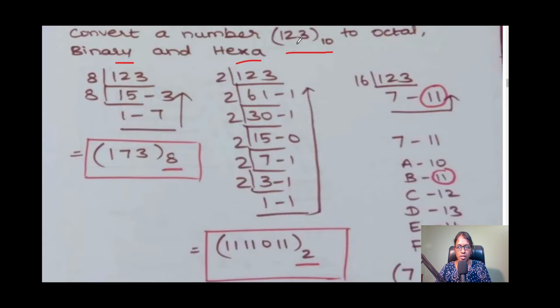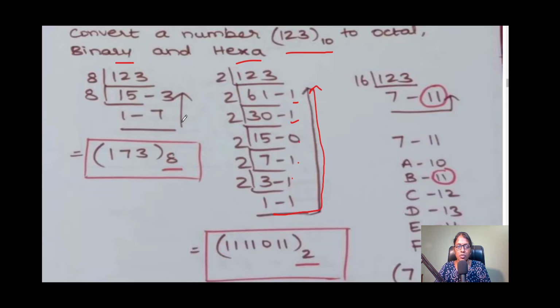123: if we want the binary value, divide it by 2 and write down the remainder on the right side. 61 2s are 122, remainder 1. Again divide by 2: 30 2s are 60, remainder 1. 15 2s are 30, remainder 0. 7 2s are 14, remainder 1. 3 2s are 6, remainder 1. 1 2s are 2, remainder 1. Now you write from bottom to top, that is 1111011. This is the equivalent binary value for this decimal number.